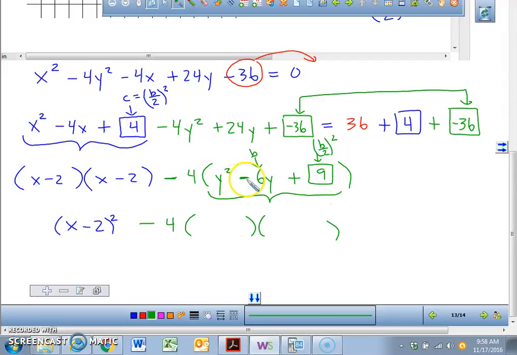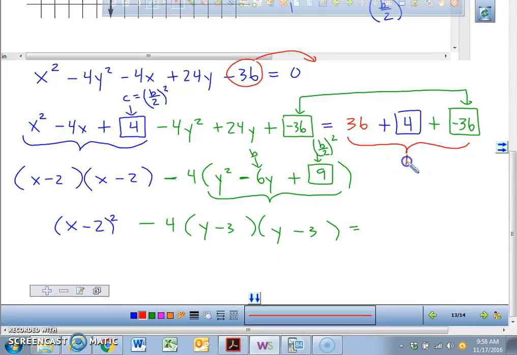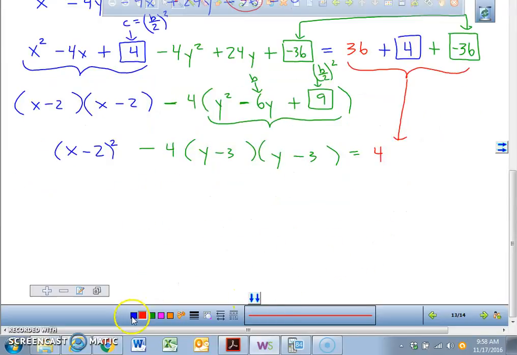So what is y squared minus 6y plus 9? What does that factor to? Y minus 3 and a y minus 3. Now, this is all equal to 4. You're right, Myra. That right there, we have 36 minus 36, and we have a 4 left, so that's all equal to a 4. Now, we're almost done.